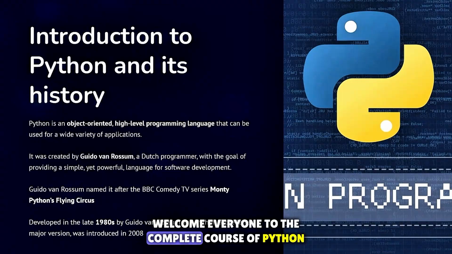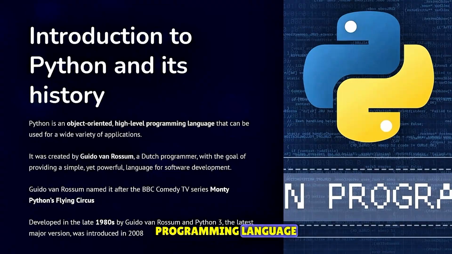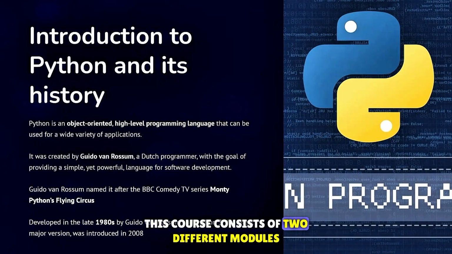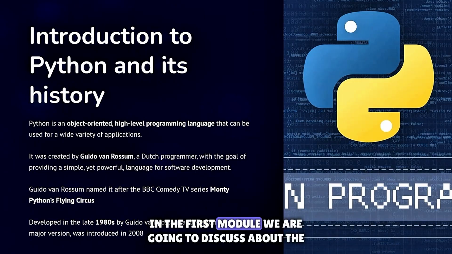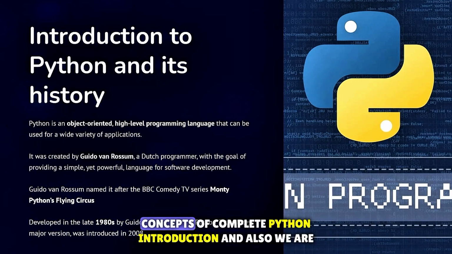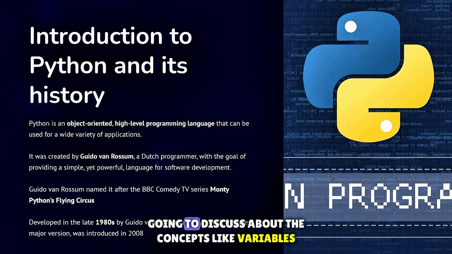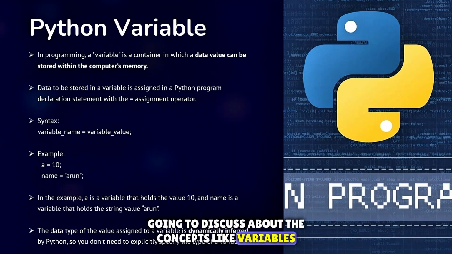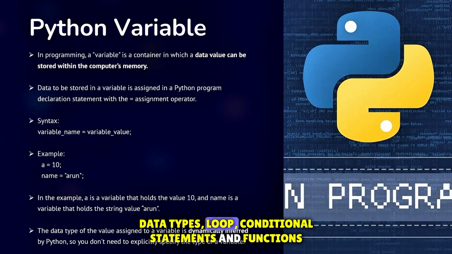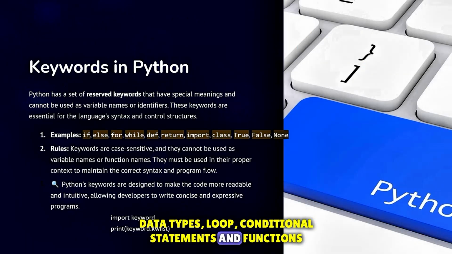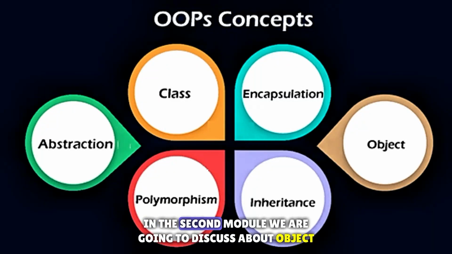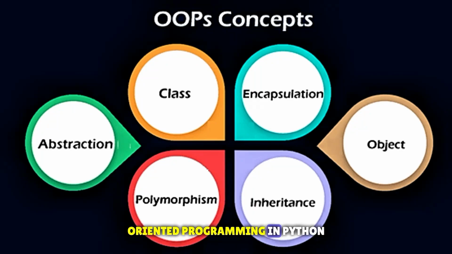Welcome everyone to the complete course of Python programming language. This course consists of two different modules. In the first module, we are going to discuss the concepts of complete Python introduction, and also the concepts like variables, data types, loops, conditional statements, and functions. In the second module, we are going to discuss object-oriented programming in Python.